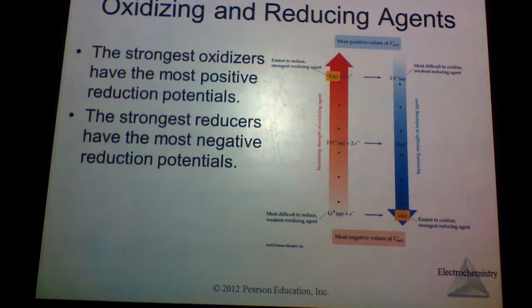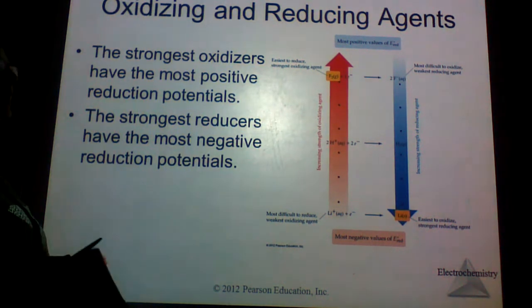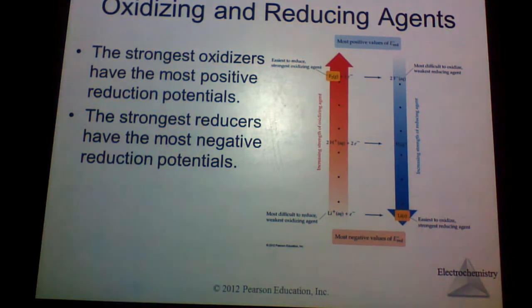So talking about oxidizing and reducing agents, the strongest oxidizers will have the most positive reduction potentials. First of all, let's go back and remember that an oxidizing agent is what's being reduced, and a reducing agent is what's being oxidized. I know it's totally flipped and kind of messes with us a little bit. But the strongest oxidizers have the most positive reduction potentials, meaning that they're easiest to reduce. And again, the strongest reducing agents are going to be easiest to oxidize.